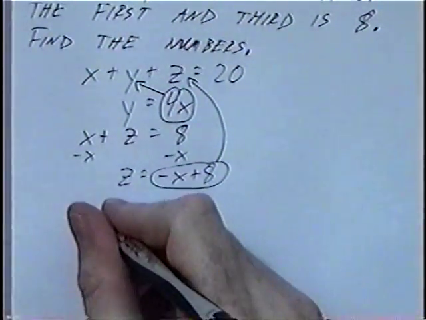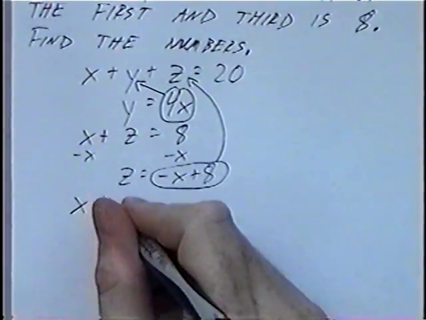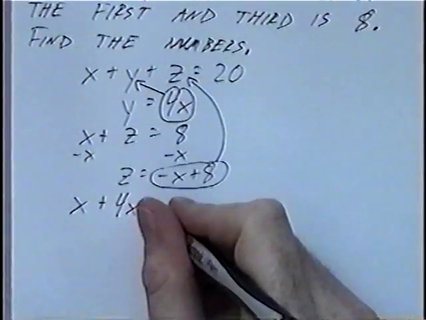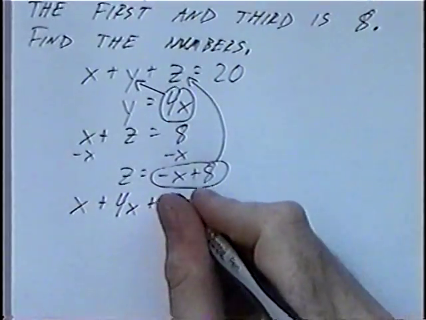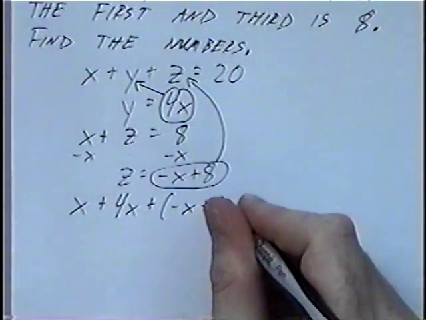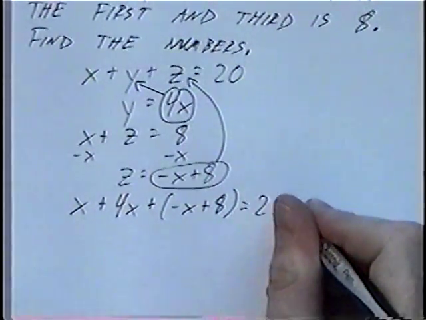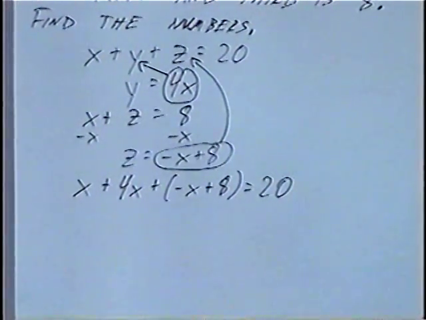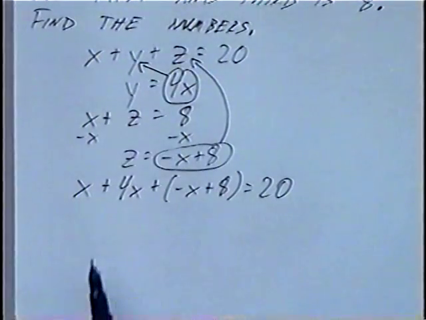So rewriting the first equation will be x plus, instead of y, we'll substitute in 4x, and instead of z, we'll substitute in negative x plus 8 equals 20. Using substitution, we have a single variable x that we can solve for.